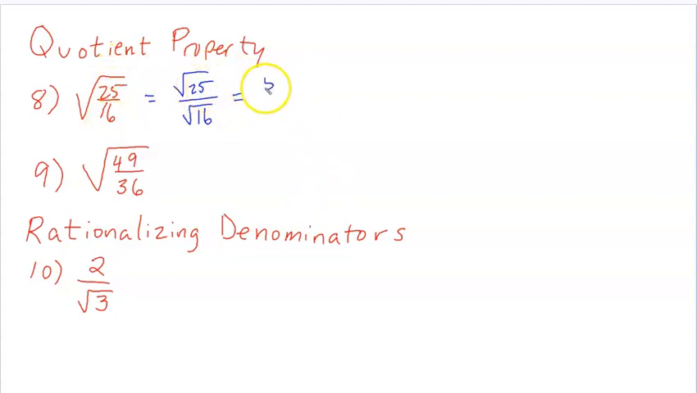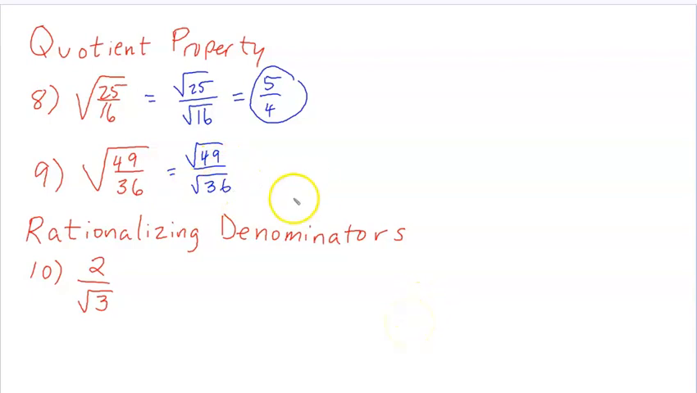The square root of 25 is 5. The square root of 16 is 4. That one's nice because each of the numbers had a perfect square root. We're all good. And the same thing for number 9. Showing the quotient property, it's one radical of a fraction. So that could be the fraction of the two separate radicals.